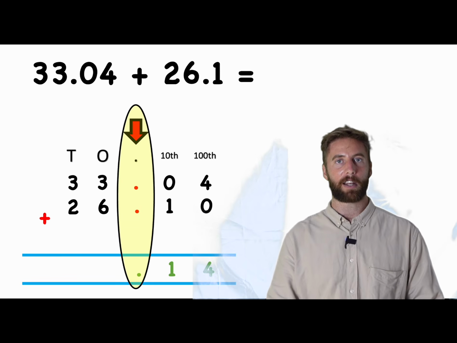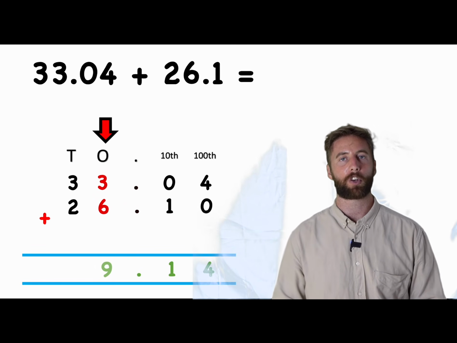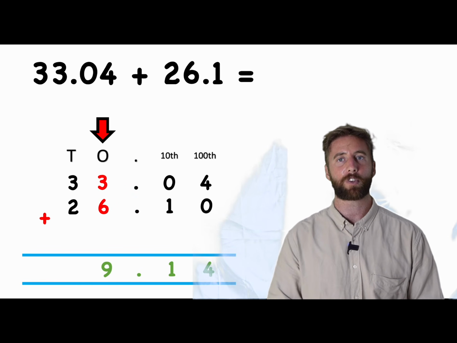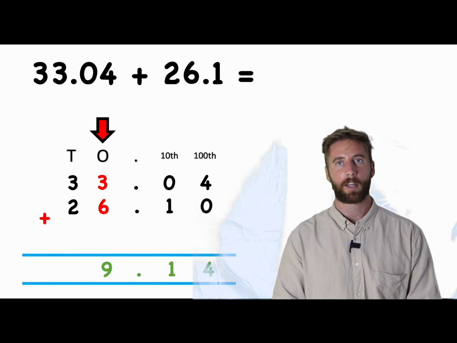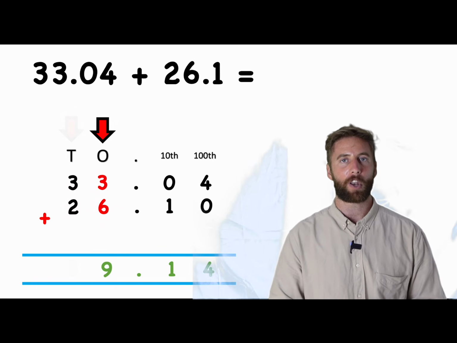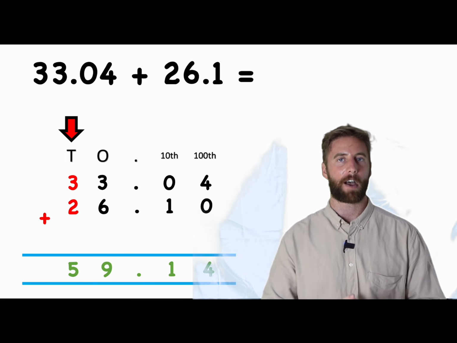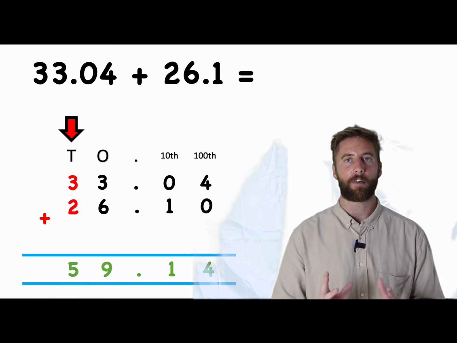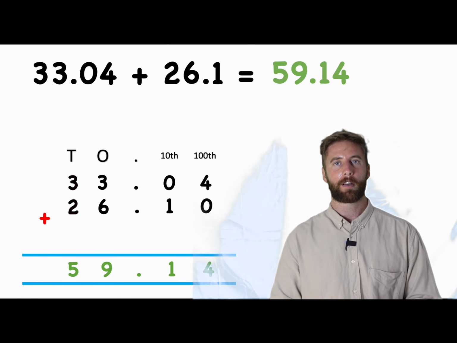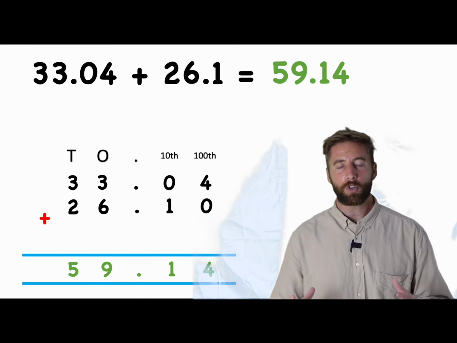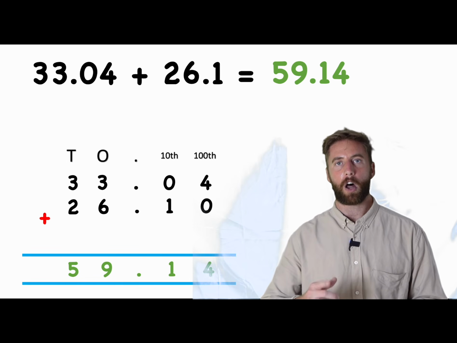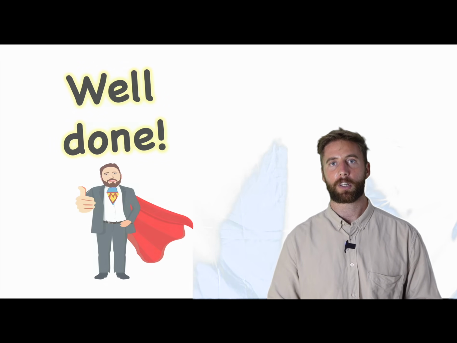And I can already see they're in the right line. That's a great sign. After that, I can do my ones, and I can do 3 ones, add 6 ones equals 9 ones. And then last but not least, I can do my tens. 3 tens, add 2 tens equals 5 tens. Leaving me with an answer of 59.14. Excellent. If you can do that, and if you understand that, you are an amazing Year 5 mathematician.